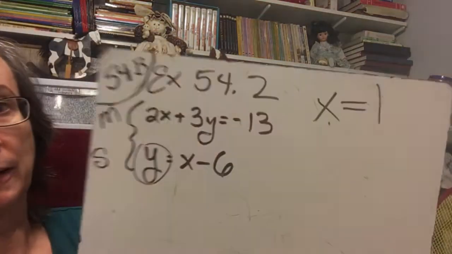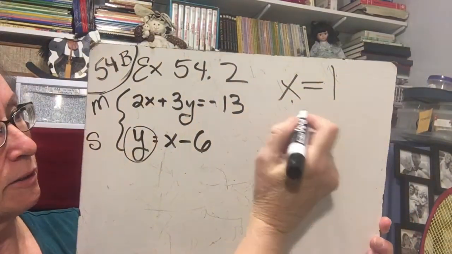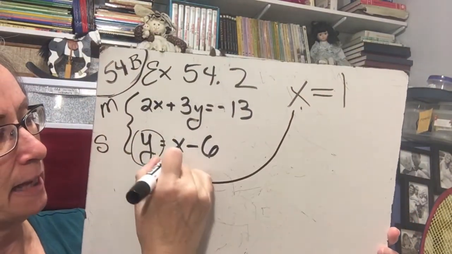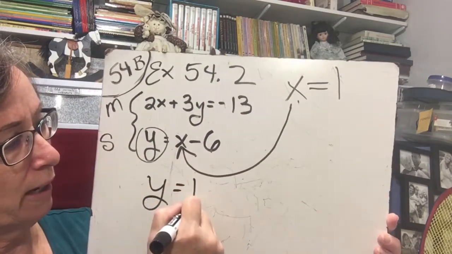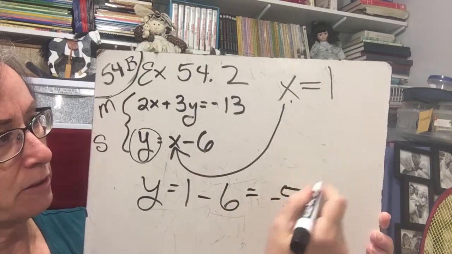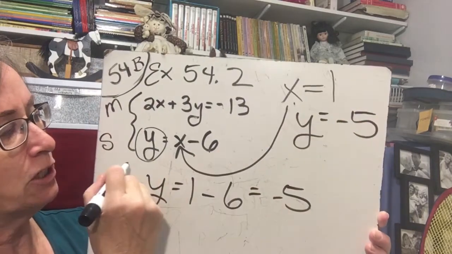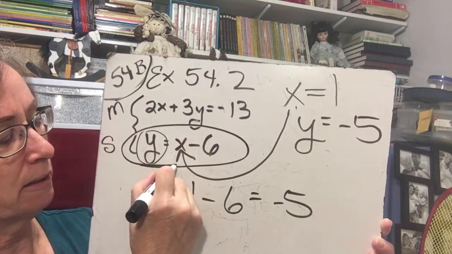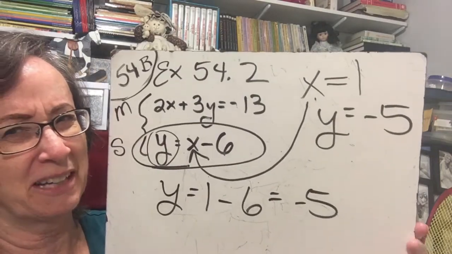Okay, so here we know that x is equal to 1, so I'm just going to substitute x equals 1. Then y is 1 minus 6, or y is negative 5. So I have y is negative 5. Now I just used this one to find y was negative 5.